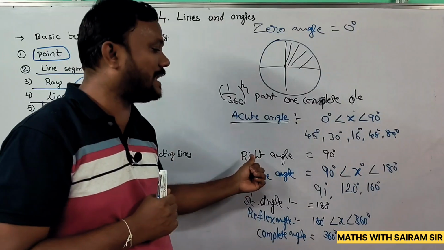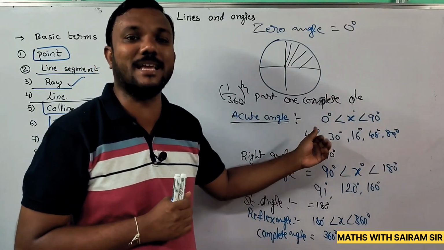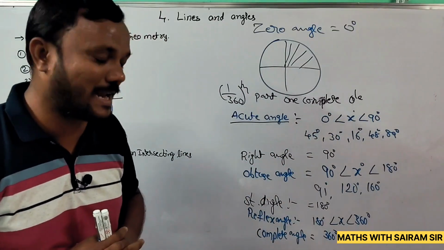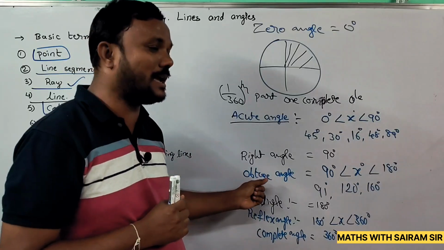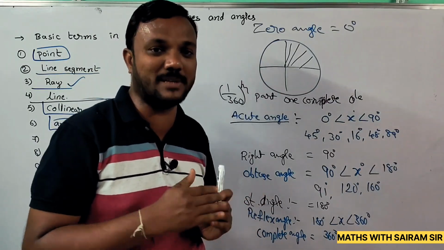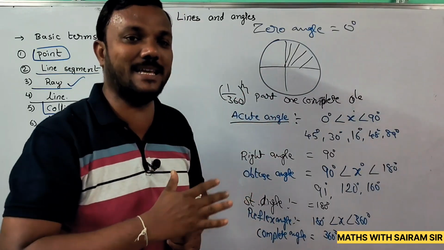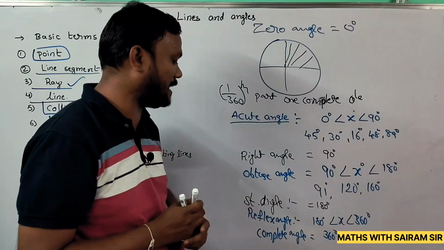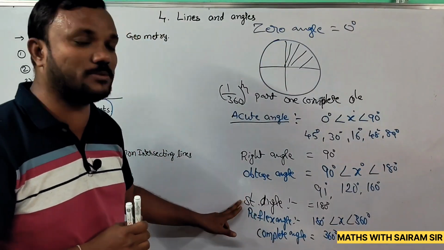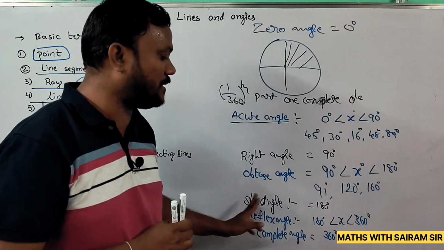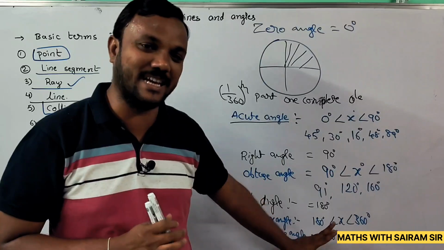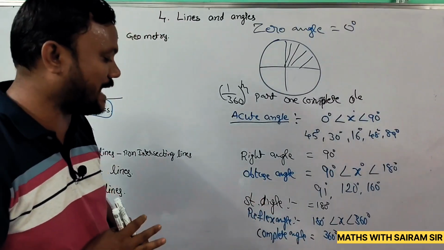And the next one is what? Right angle. An angle whose measure is exactly 90 degrees is known as a right angle. Obtuse angle. Obtuse angle means what? An angle whose measure is more than 90 and less than 180 is known as an obtuse angle. And the next one is what? Straight angle. Straight angle means what? An angle whose measure is exactly 180 degrees is known as a straight angle.